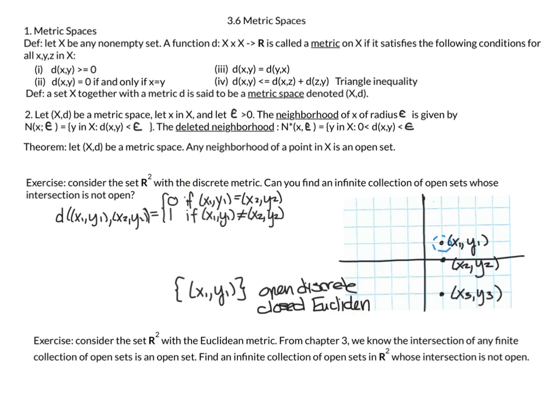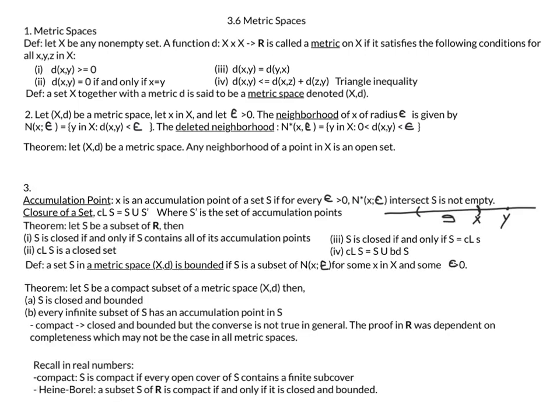However, with the discrete metric, there's lots of space between all the points that aren't equal to each other. So if we draw a little neighborhood around this, as long as our epsilon is less than 1, we can always do that around any singleton point. So that's the difference here between the singleton point. It's open using the discrete metric. It's closed using the Euclidean metric. Isn't that kind of strange? But there you go. Next, we're going to talk about accumulation points.